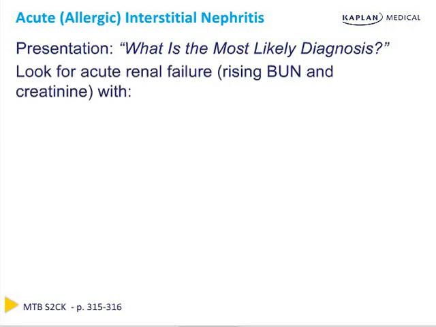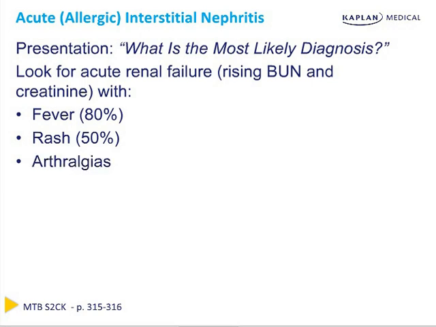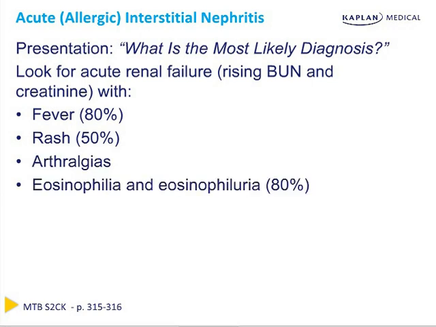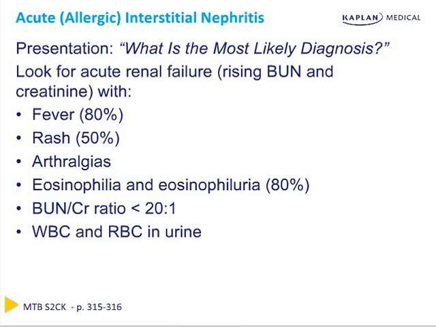So with AIN, you'll see the characteristic rising BUN and creatinine seen in all forms of acute renal failure, with some additional symptoms. 80% of patients will present with fever, and about half of patients will have a rash. They may describe arthralgias, eosinophils in the blood and urine, and remember that acute interstitial nephritis is a form of intrinsic acute kidney injury, so you'll see that characteristic BUN to creatinine ratio of less than 20:1. Finally, if you do a urinalysis, you may see white and red blood cells in the urine.